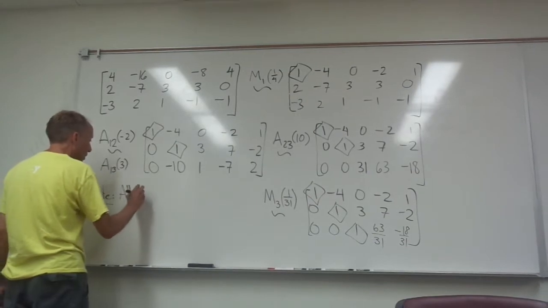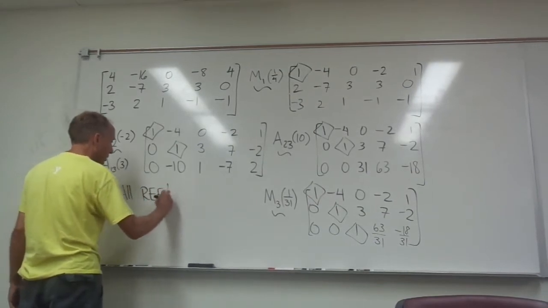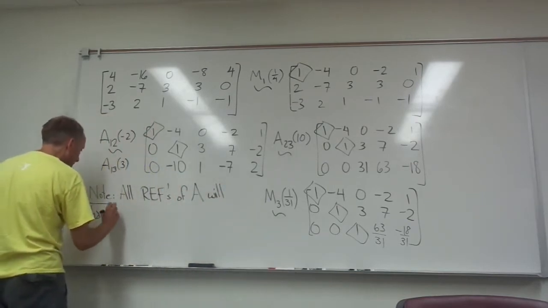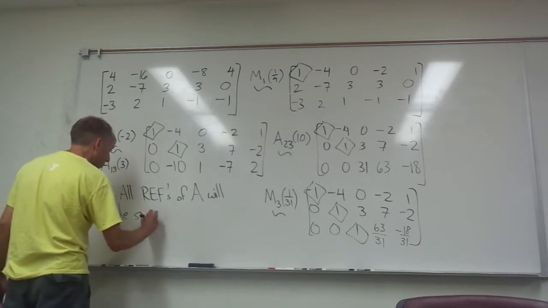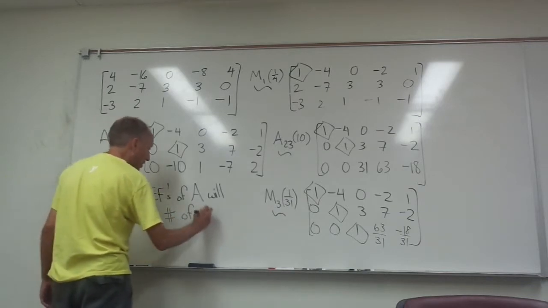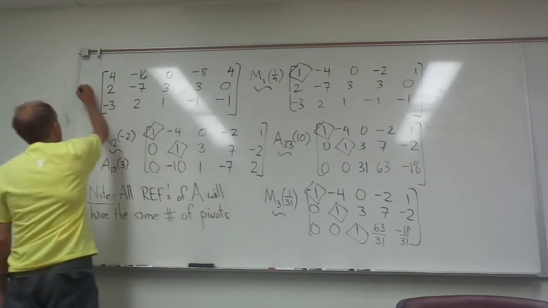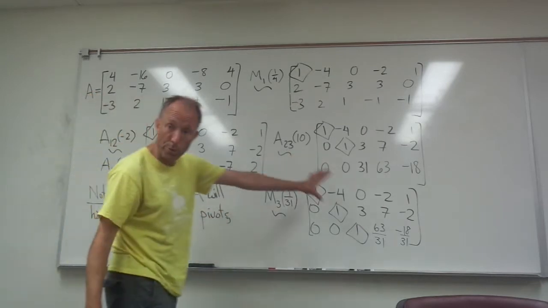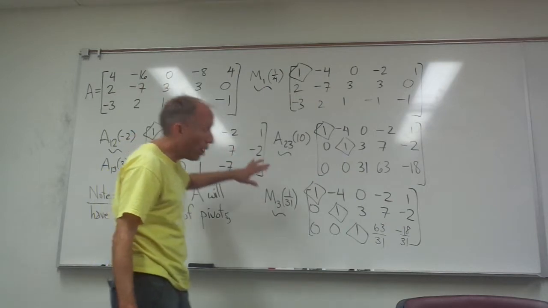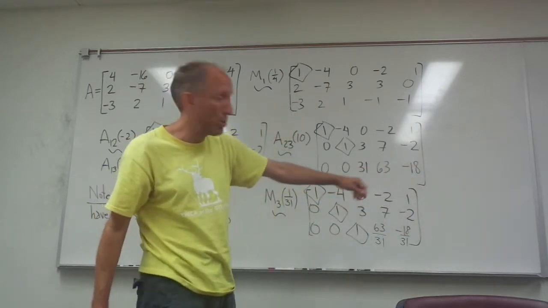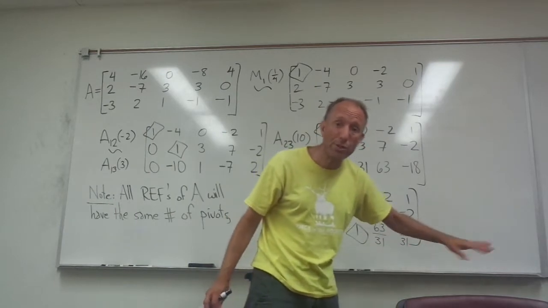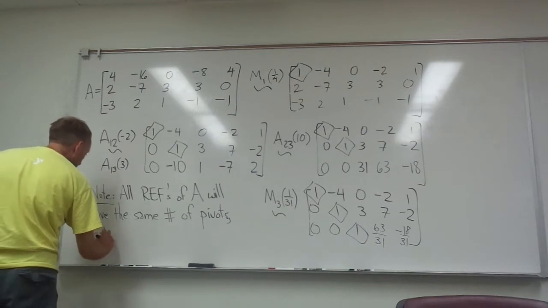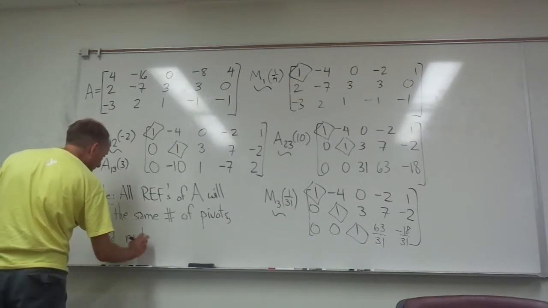All row echelon forms of A will have the same number of pivots. Okay, so if this matrix here is the matrix A, right, then the number of pivots is 3 for this matrix, right? It's not always going to be the number of rows of your matrix, because remember, you could get a row of all zeros in certain situations. But whatever that number of pivots is, this is called the rank of A.